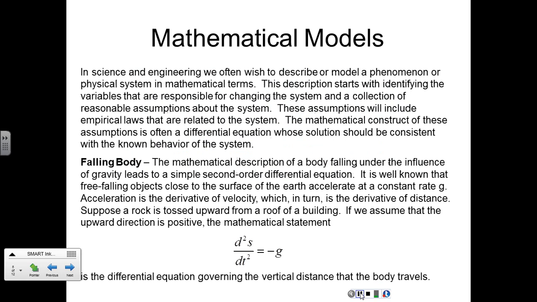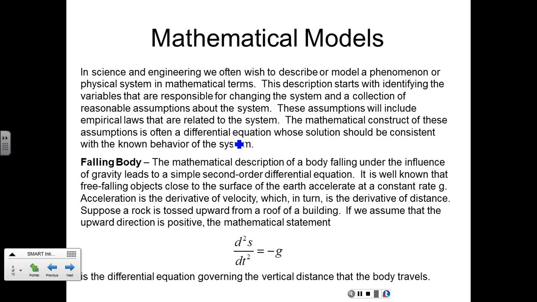In science and engineering, we often wish to describe or model a phenomenon or physical system in mathematical terms. This description starts with identifying the variables that are responsible for changing the system and a collection of reasonable assumptions about the system. These assumptions will include empirical laws that are related to the system. The mathematical construct of these assumptions is often a differential equation whose solution should be consistent with the known behavior of the system. So one of the most famous models that's a differential equation, remember, a differential equation is an equation with a derivative in it.